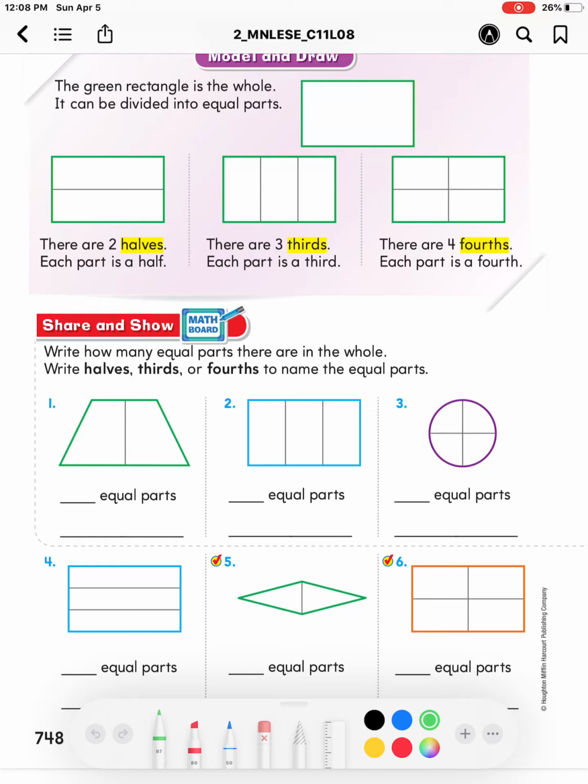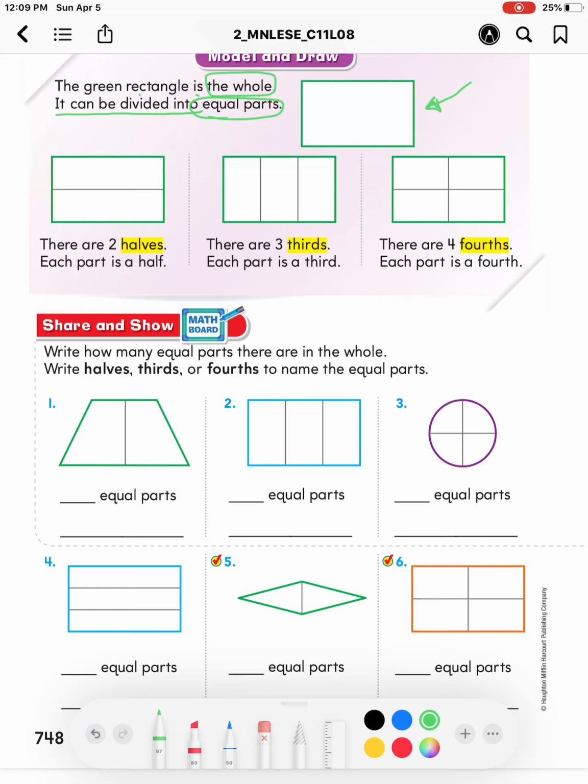The green rectangle is the whole. It can be divided into equal parts. So here I have a rectangle that I can divide into equal parts. And here comes my question. Should I only divide it into two halves? Is this the only option we have to have equal parts, or do we have other options?